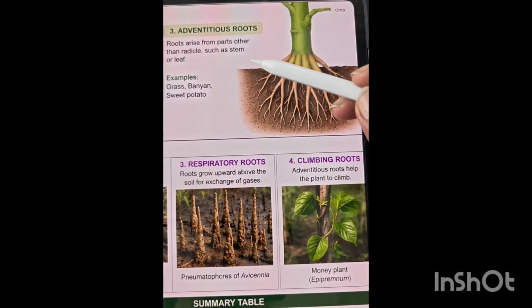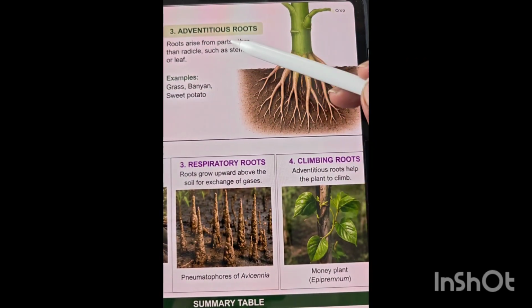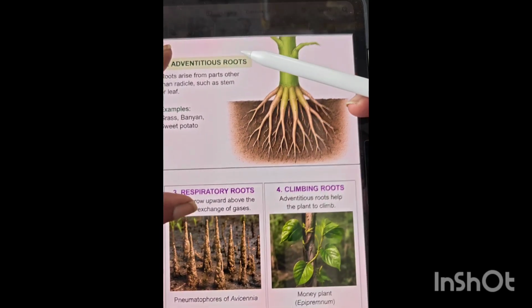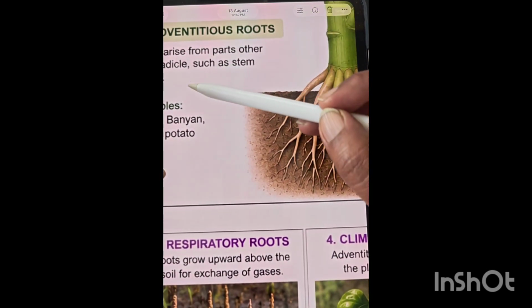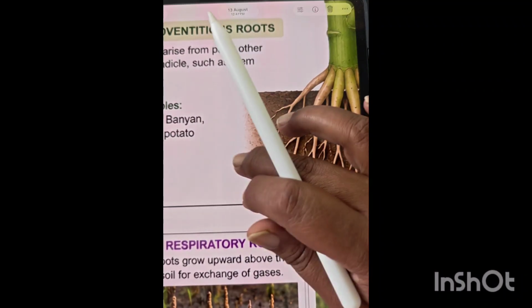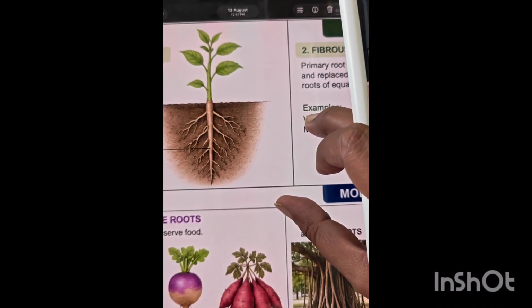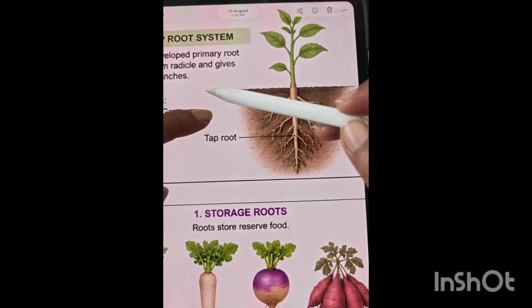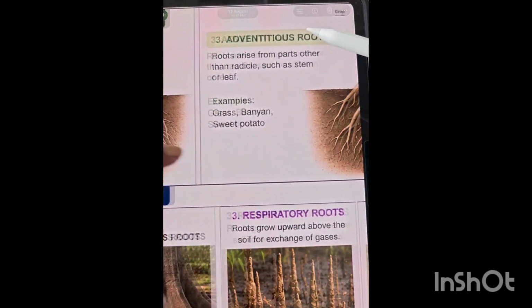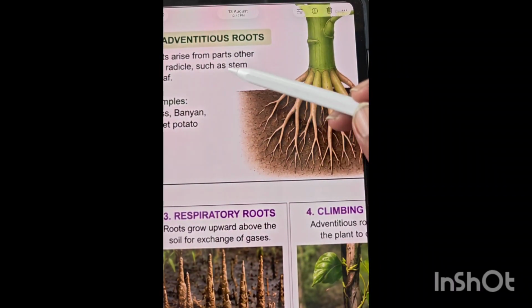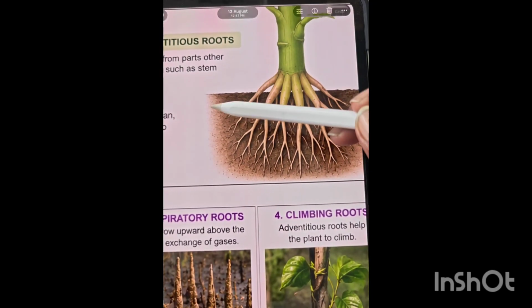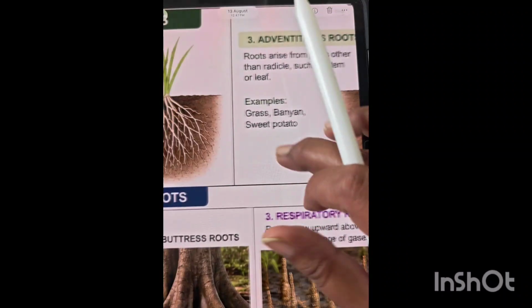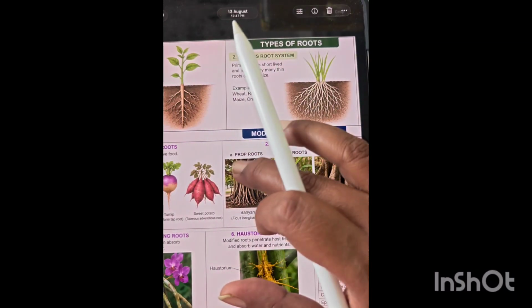The third type of root is the adventitious root. Here the root arises from many parts other than the radicle. In the taproot system, roots arise from the radicle, while in adventitious roots the origin is shifted, either from the stem or the leaf. Examples are grass, banyan and sweet potato. So these are the three major types of roots.